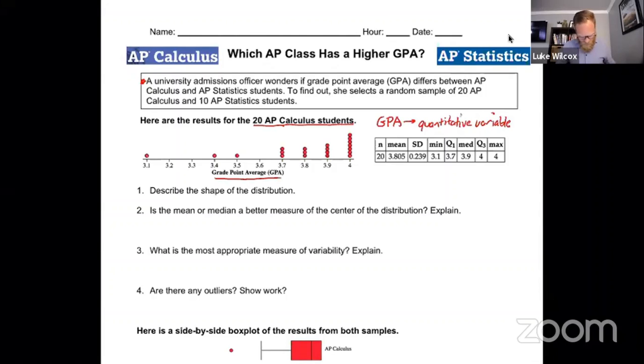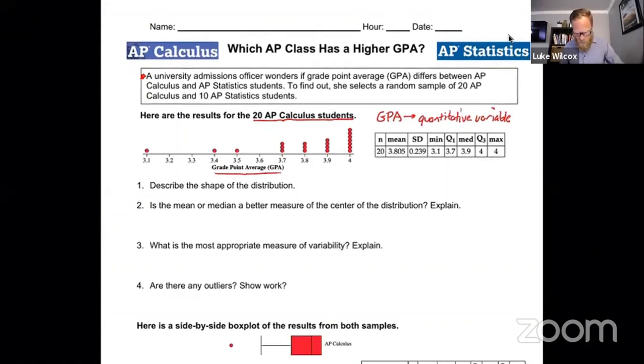All right, so let's jump right into question number 1, which says describe the shape of the distribution. We have a couple of choices when it comes to shape. I think the first thing to always address is whether the distribution is symmetric or skewed one way. Certainly this is not a symmetric distribution, and it does have a skew to it. In fact, it looks like it's definitely skewed a little bit to the left. Okay, so I'm going to say that this is skewed left.